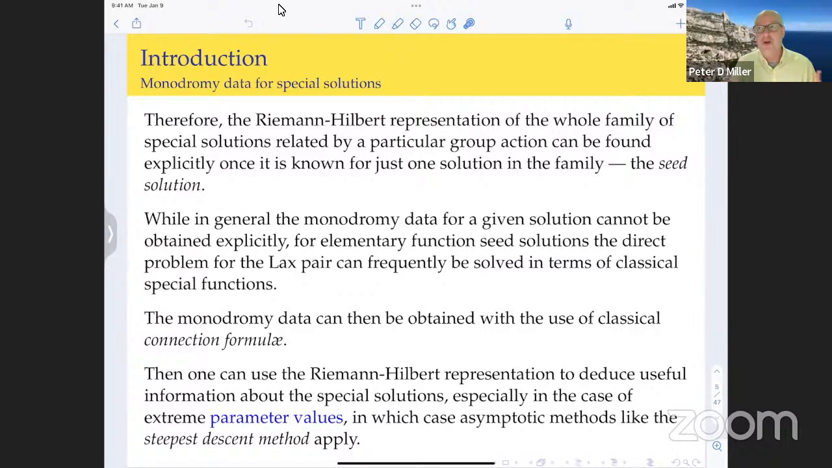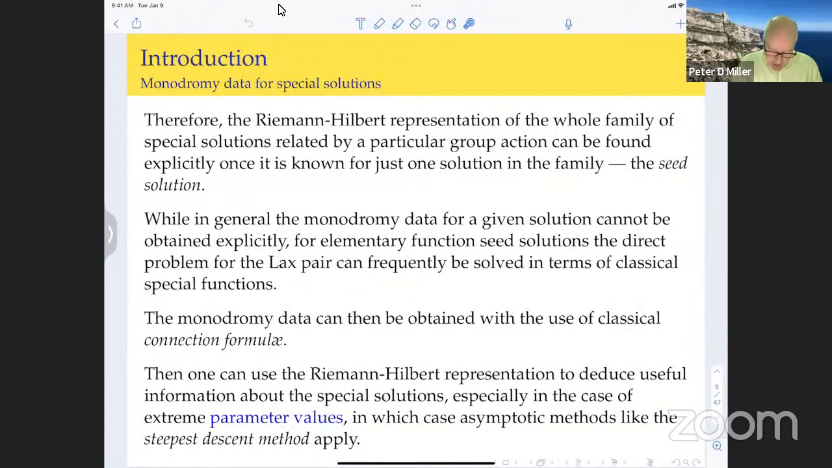So we can build the fundamental matrix psi out of classical special functions when we're talking about the special solutions, like rational solutions of the Painlevé equation. And then once we have psi, we can compute the monodromy data explicitly as well, because those classical special functions enjoy connection formulae that are known, and we use those to generate the jumps that connect the different solutions that are normalized in different sectors. Okay, so that's how we can get the Stokes data, for example.